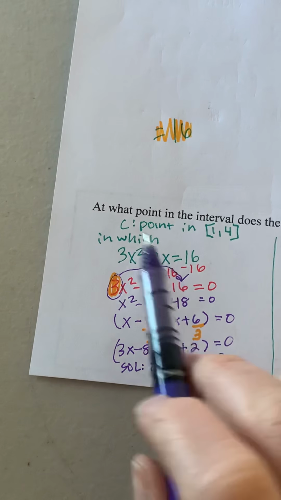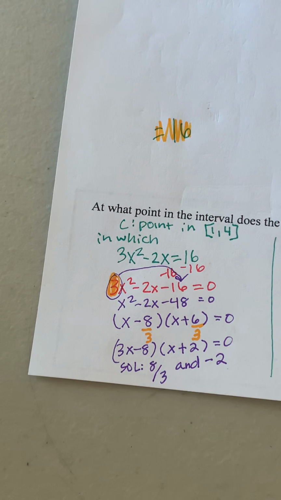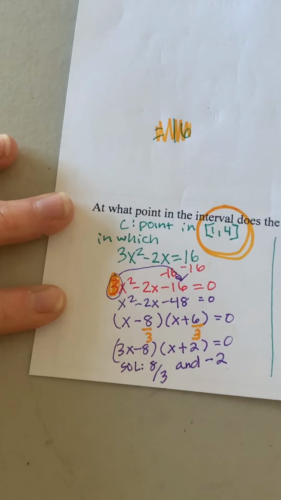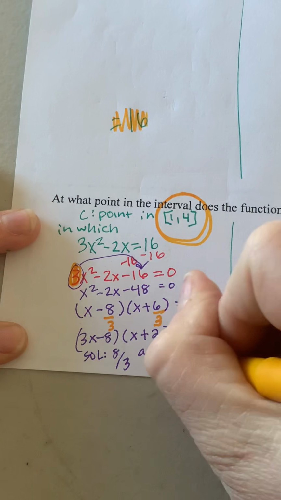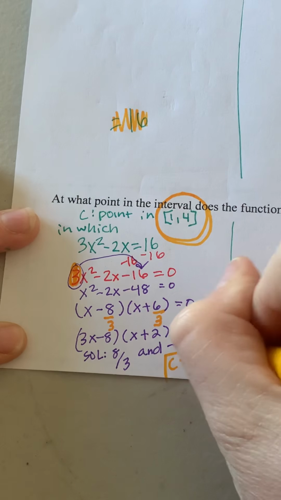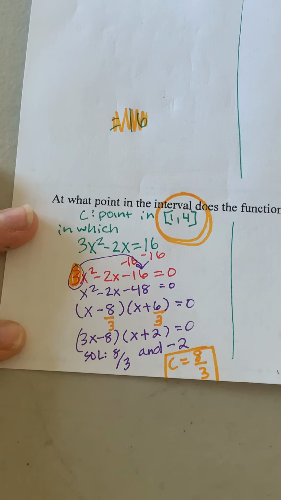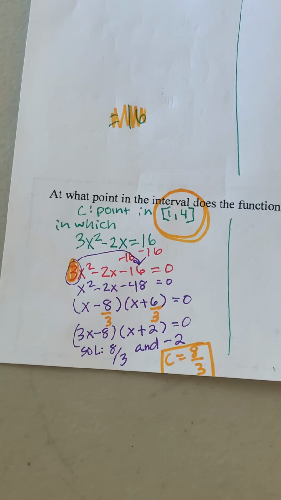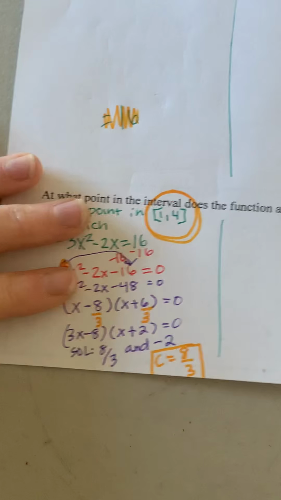Okay? So my potential c's are 8/3 and negative 2. But I have to be in the interval. So the only solution that'll work for c is 8/3. That's the only thing that's in 1 to 4. Okay, so that's an example where you're gonna have to factor to find that value. All right, next.